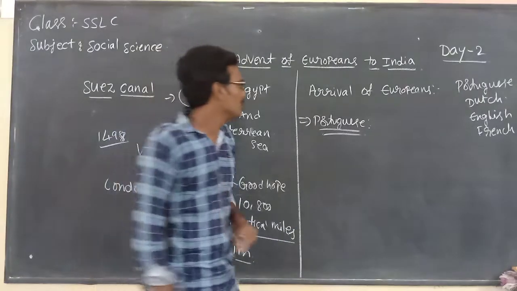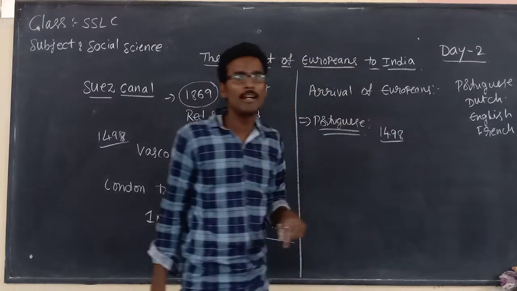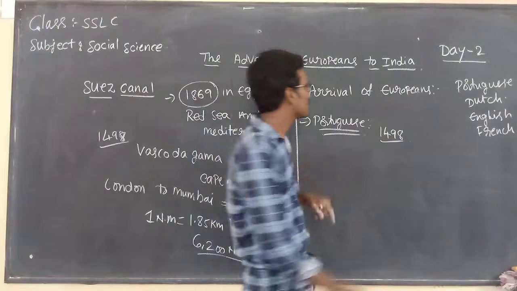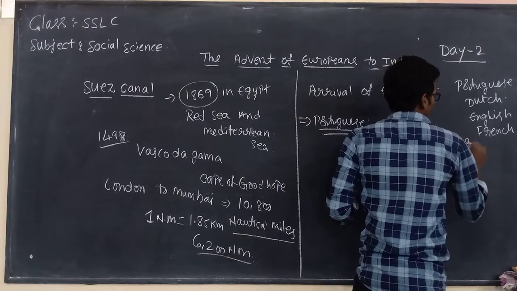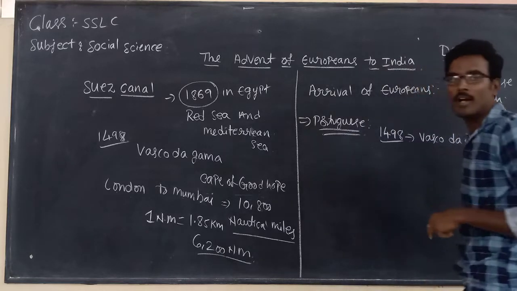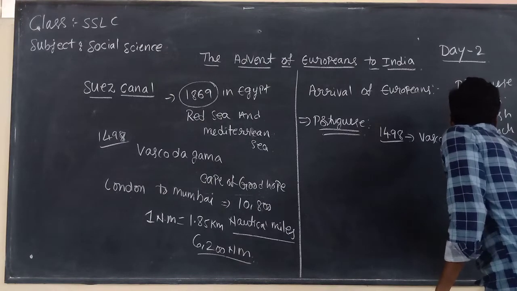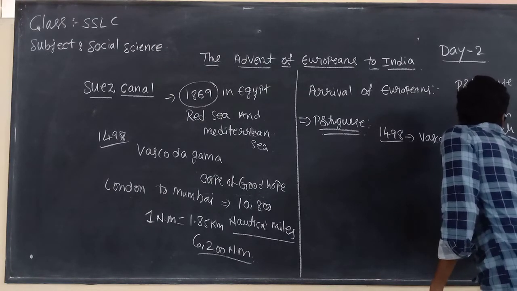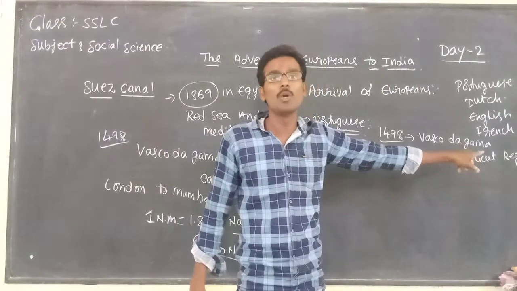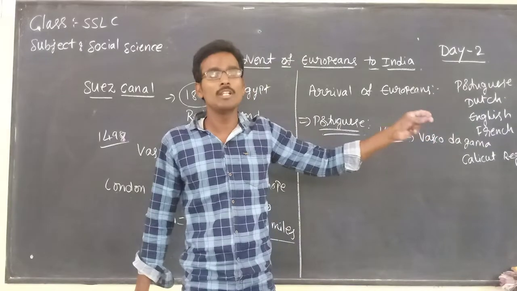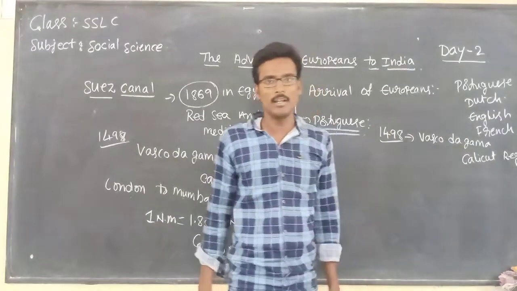Portuguese. I have already told you, in the year 1498, a landmark year, Vasco da Gama arrived in India. He reached the Calicut region in Kerala. At that time, that region was ruled by the king Jamorin. So Jamorin invited Vasco da Gama to enter that particular region.